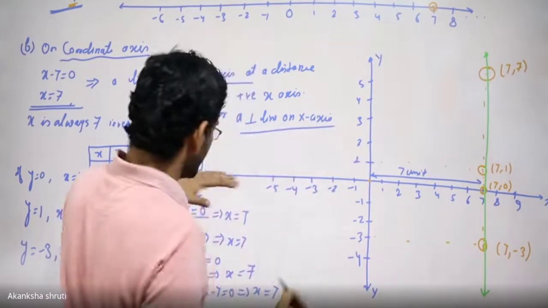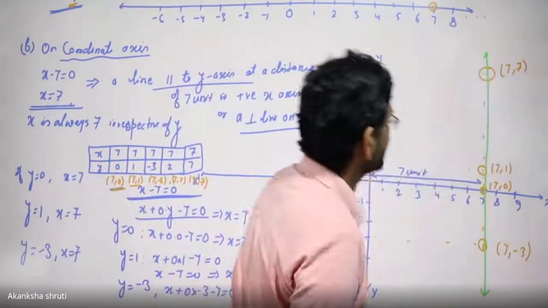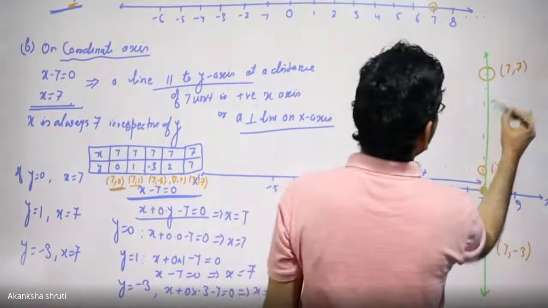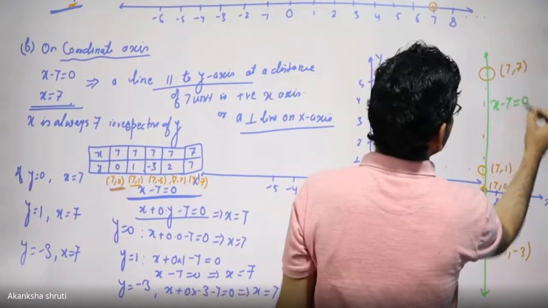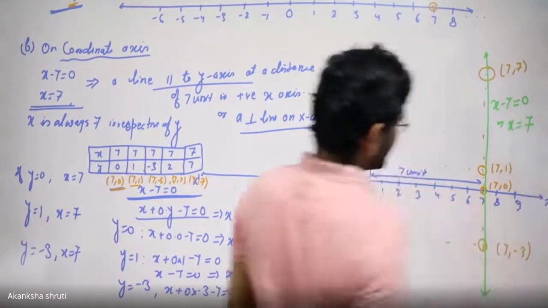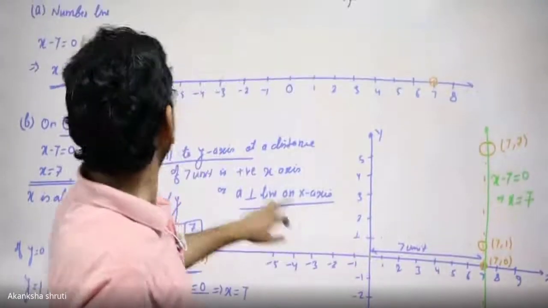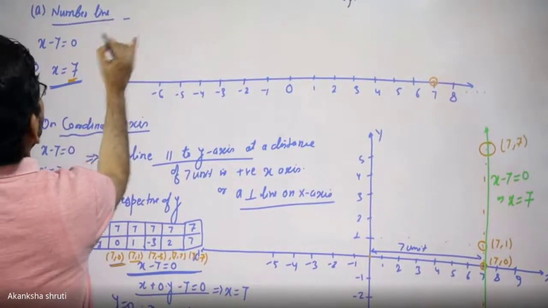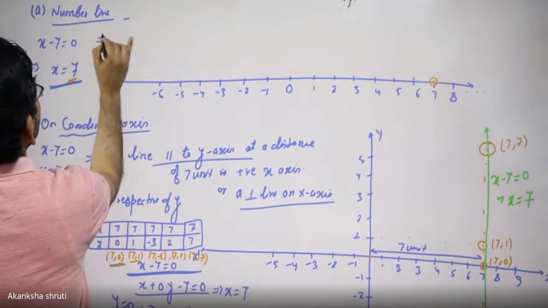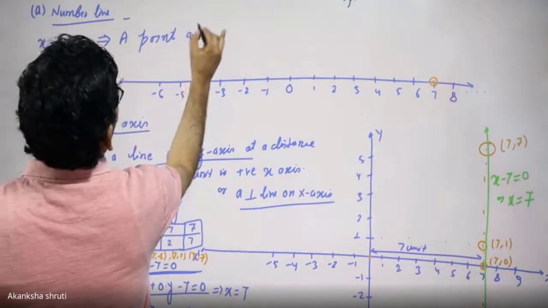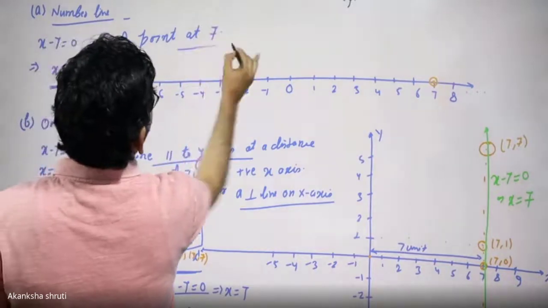So if we are considering this as x-axis, this line is perpendicular. So this is the graph of x minus 7 is equal to 0, or x is equal to 7. So what is the difference between this? Student, if we are plotting on the number line, what does this represent? This is a point at 7.